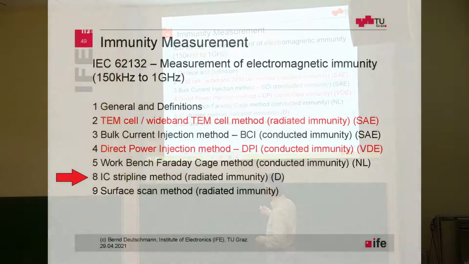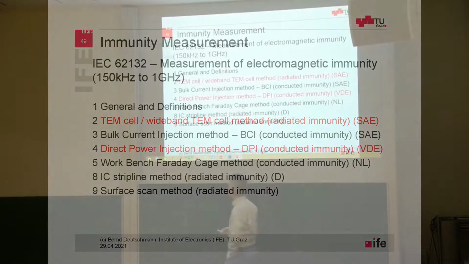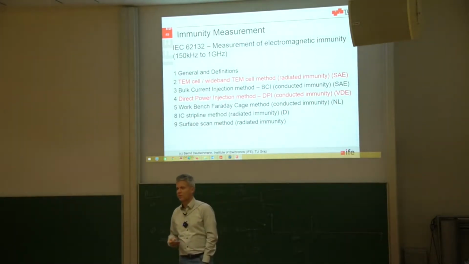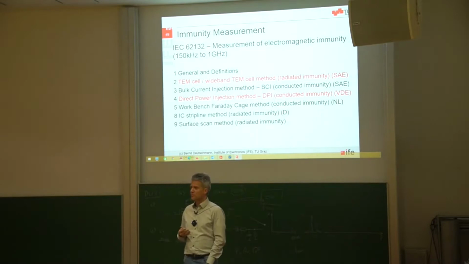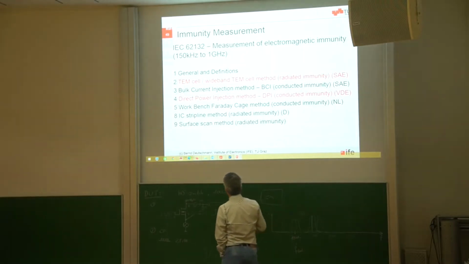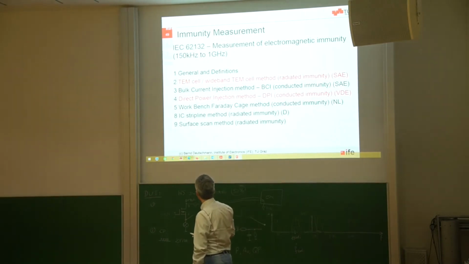Then again, we have the IC stripline method, already discussed, and we have the surface scan method, but in this case for the radiated immunity test. There's a special reason why two measurement techniques are highlighted in red here, and the reason is these are the two measurement techniques that, at least from our perspective at the Institute, are the most important ones, and I think these are the ones that are used worldwide to characterize the immunity of ICs: the TEM cell and the direct power injection method.